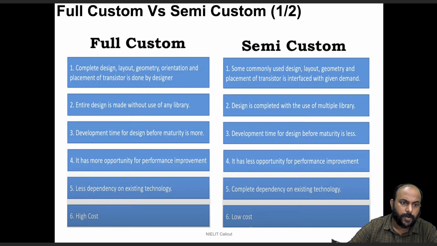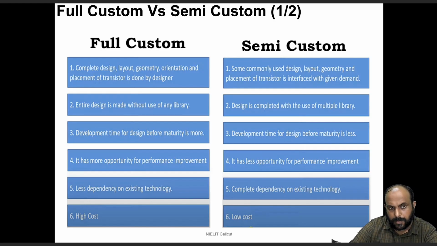So in full custom design, the entire design is made without use of any standard library. You are basically creating everything from the scratch, as I told, and that forms your library element. Whereas in the case of semi-custom, the design is completed with use of multiple libraries. Obviously the development time, the design cycle, the time taken for the design process to mature will be very high in the case of full custom, whereas the maturity time period of the design would be relatively lesser in the case of semi-custom.